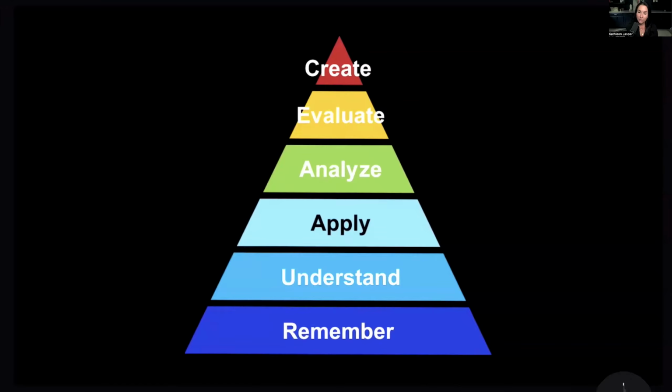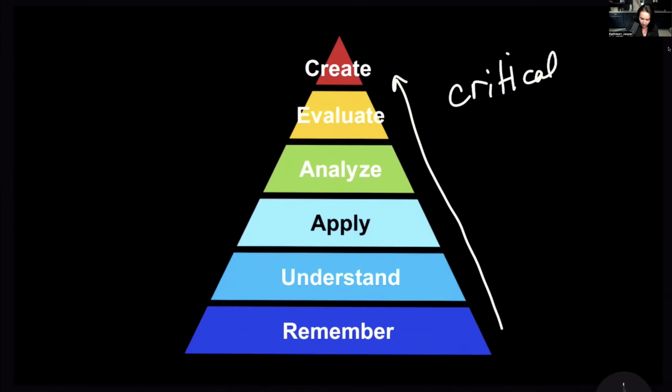Okay, so this is what Bloom's taxonomy looks like. It's a simple pyramid form. And the idea is that as we move up the pyramid here, we move towards more complex skills. Those higher order critical thinking skills. So this is where we want to push students. We want to be pushing them up the Bloom's taxonomy.